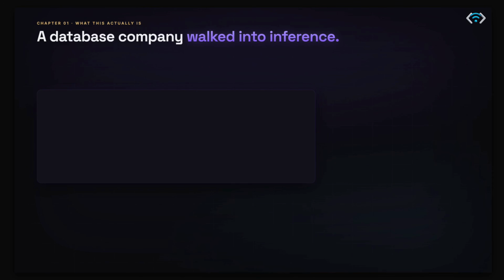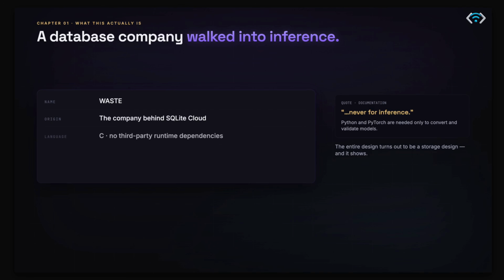Let's go. What this actually is. The engine is called Waste. Yes, really. And it comes from the company behind SQLite Cloud, which is a detail worth pausing on. This is a database organization walking into machine learning inference. Hold that thought, because the entire design turns out to be a storage design, and it shows.